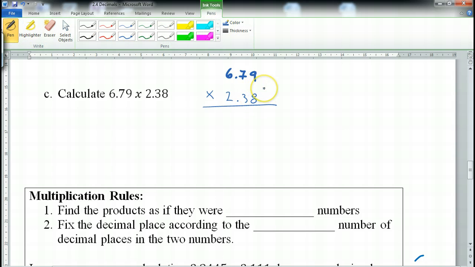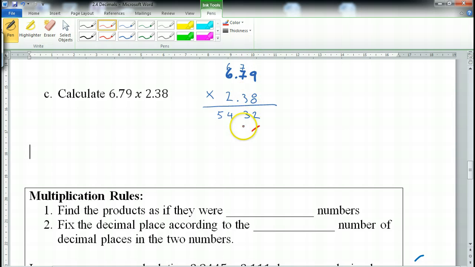Okay, so 8 times 9 gives me a 72. 7 carries. 8 times 7 is 56, plus the 7 is 63. 8 times 6 is 48, plus the 6 is 54. Okay, let's do the second one now.